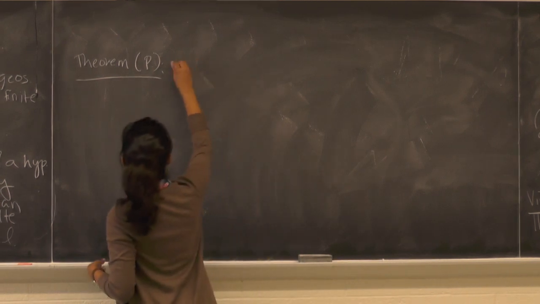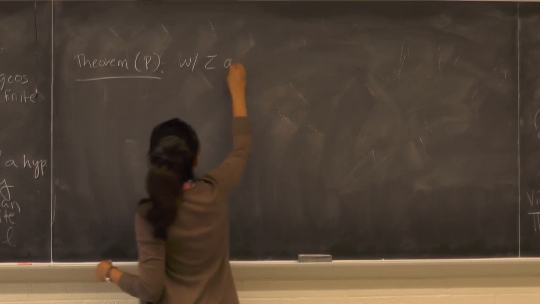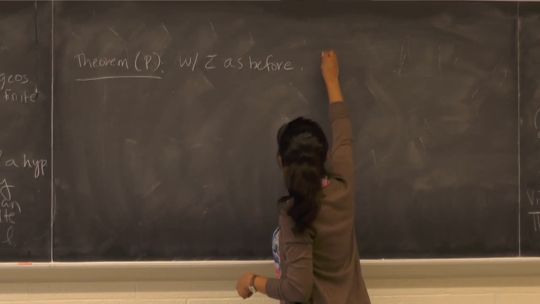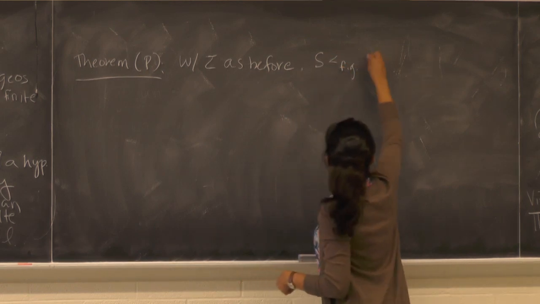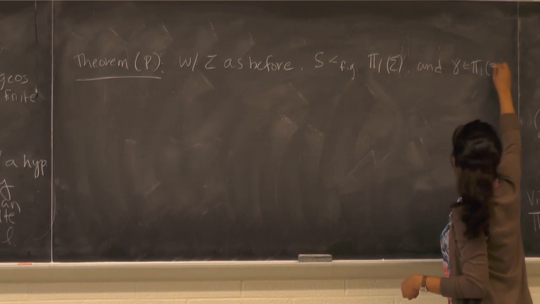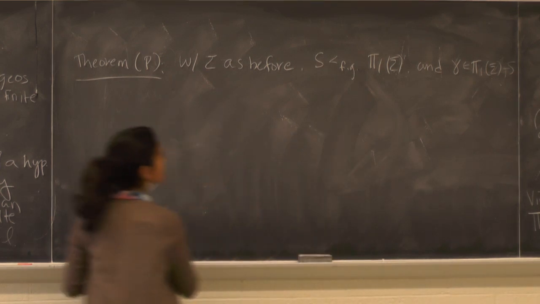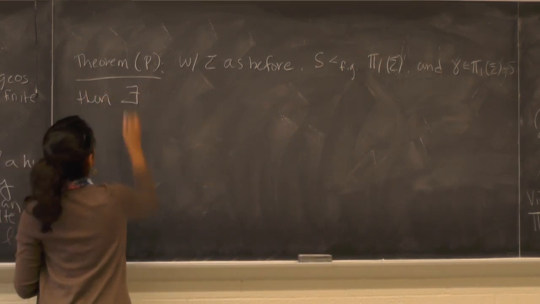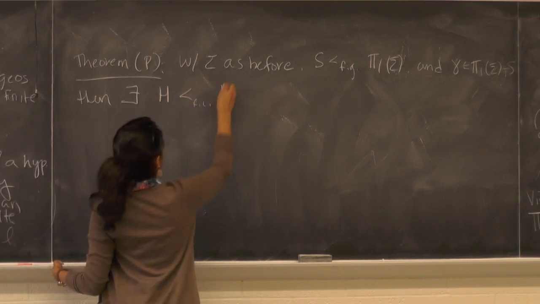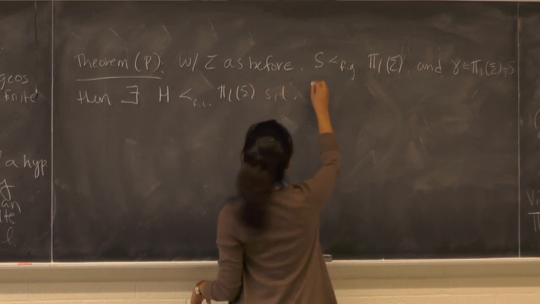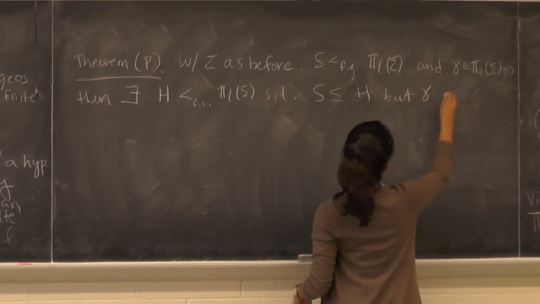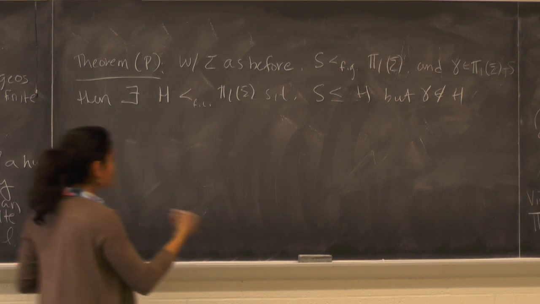Okay, subgroup separability. So I'm just going to say, with sigma as before, and the metric as before as well, if we take a finitely generated subgroup S of the fundamental group and an element gamma that's in the fundamental group and not in S, then there exists a finite index subgroup that we're looking for, containing S but not gamma. And we can bound the index.